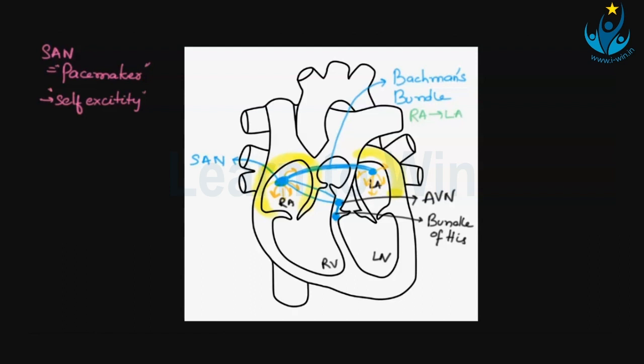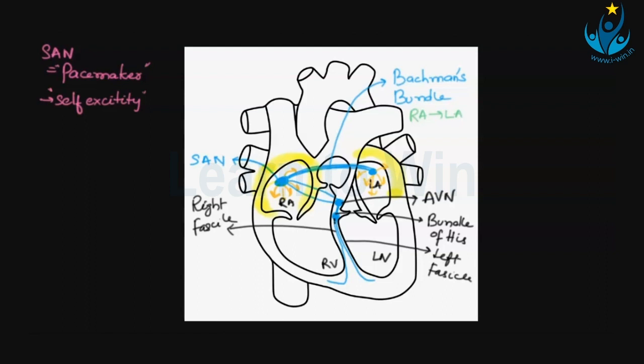So the signal moves into the bundle of His, and this bundle remains like a bundle for some time, and then it separates into two distinctive fascicles, one towards the right and one towards the left, like this. This is called the right ventricular fascicle, and this is called the left ventricular fascicle.